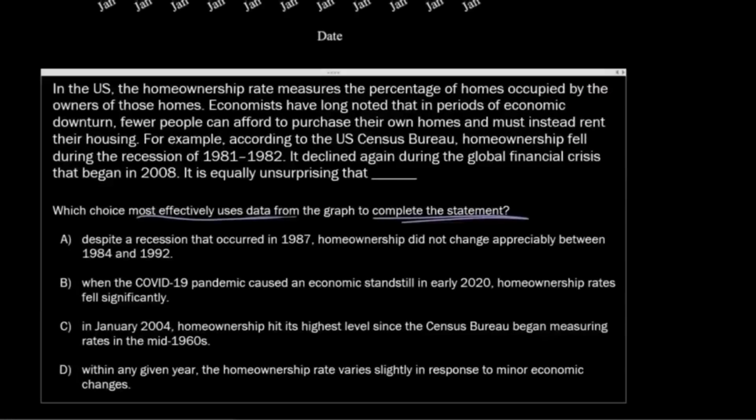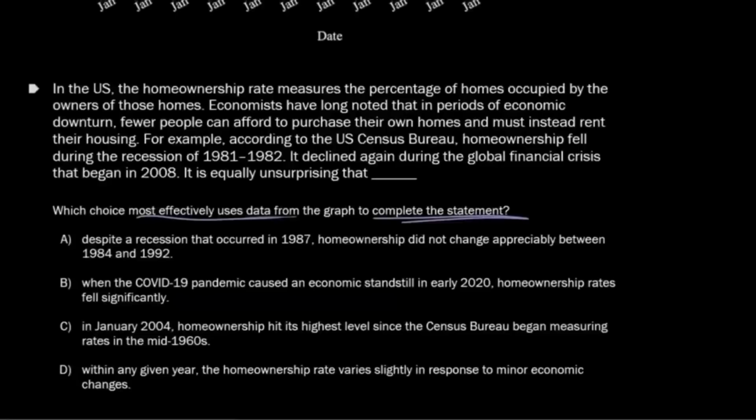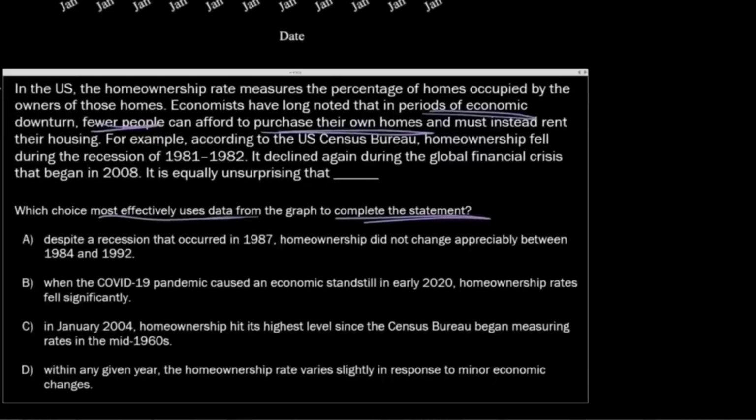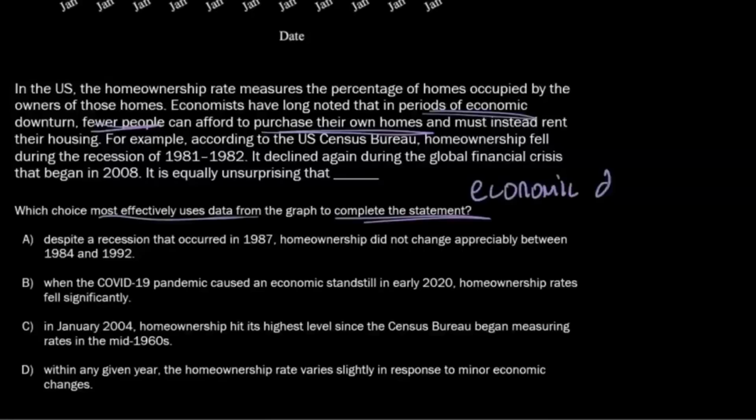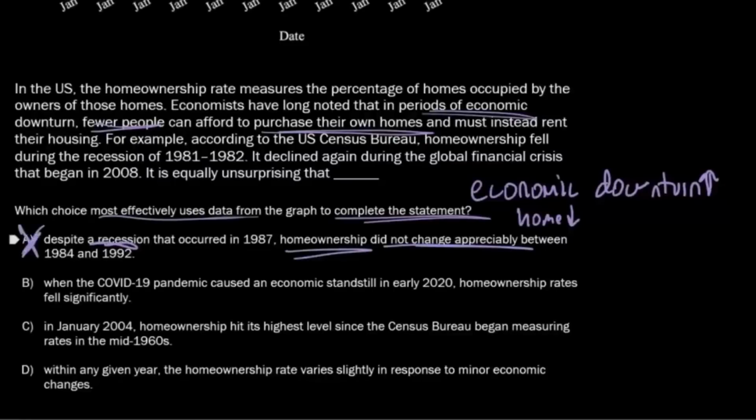Let's find the argument. Economists have long noted that in periods of economic downturn, fewer people can afford to purchase their own homes. So what is this saying in our argument here? They're saying that when economic downturn increases, we're going to have home ownership go down. So which of these makes sense? This one, immediately I can just tell you without looking at the graph, it doesn't make sense because when a recession occurs, when we have economic downturn, it's saying that home ownership did not change. Okay, this does not complete that statement, right? Because it's trying to show a pattern.